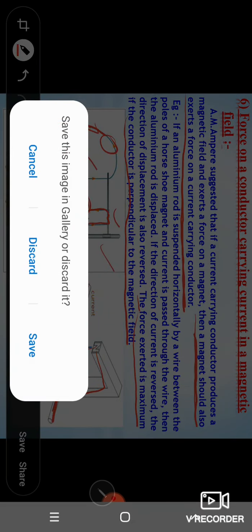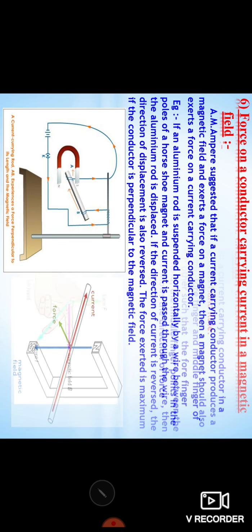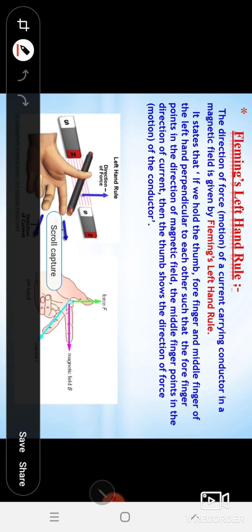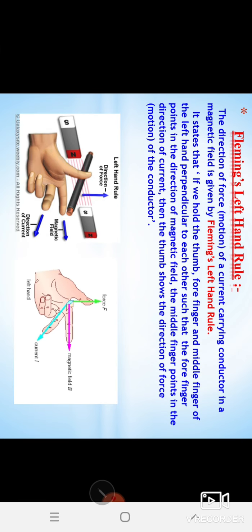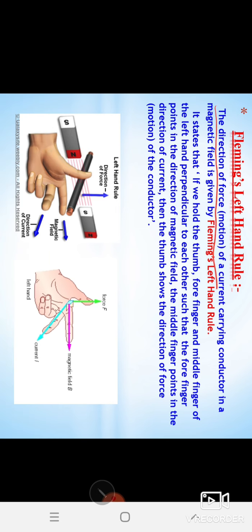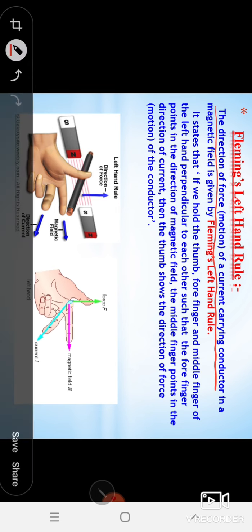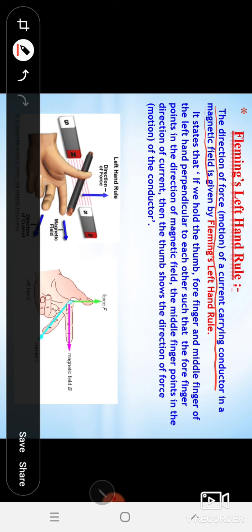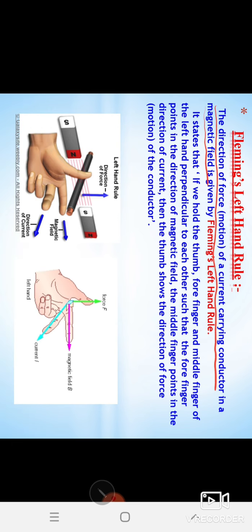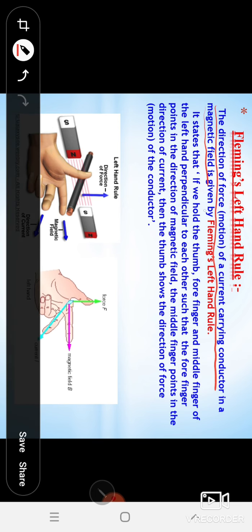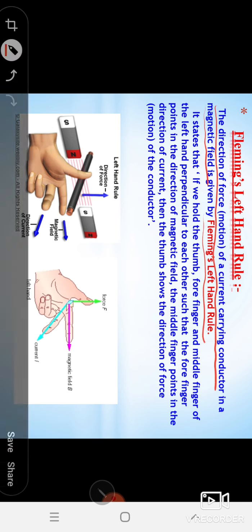After knowing this, the next very important rule is Fleming's left hand rule. For what purpose are we using Fleming's left hand rule? It is very simple. This rule is used to find out the direction of force on a current carrying conductor whenever it is kept in a magnetic field. Once again, the direction of force or the motion of a current carrying conductor in a magnetic field is given by Fleming's left hand rule.